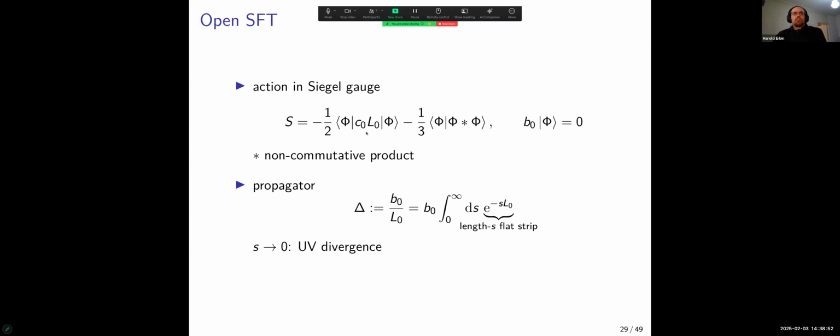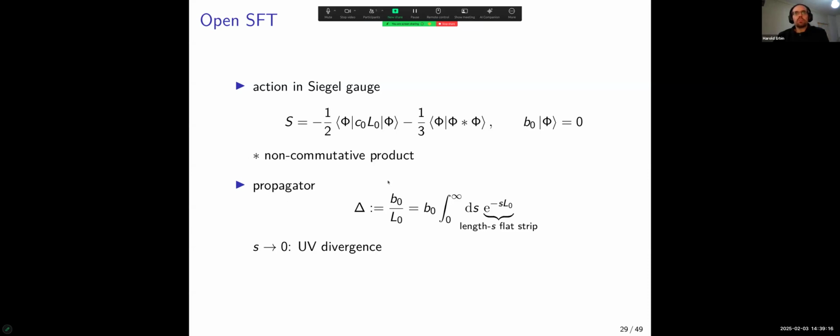Okay, so I write again the action of open string theory in single gauge. Here we see that we have the kinetic term. Here we have the cubic vertex, and here I have written it explicitly in terms of this non-commutative product. We don't need to know the details of what it means. You can just see it as a kind of matrix product between these two phi.